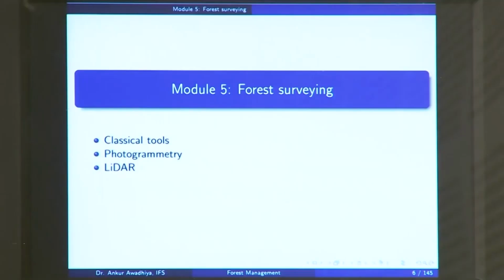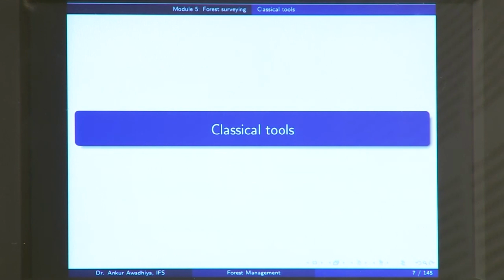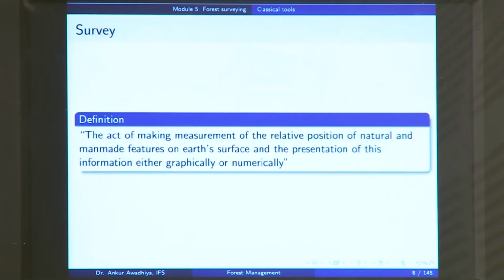Namaste. Today we begin a new module and this module is forest surveying. This module will have 3 lectures. The first one is classical tools, the second and third are the modern tools of photogrammetry and LiDAR. So, let us now begin with the first lecture and let us look at what a survey is.